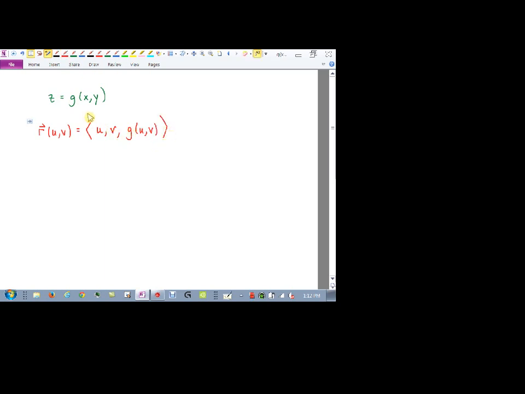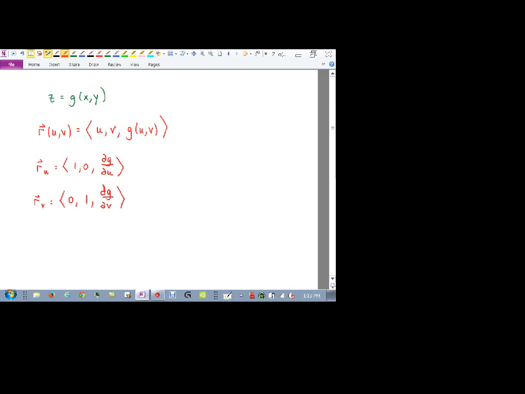Understand what I did here? I said, all right, the z component is a function of x and y. I'm going to switch x and y to u and v just so it matches the u and v that we've been using the whole time. If I take the partial of that with respect to u, I get 1, 0, and then isn't it the partial of g with respect to u? And then if I take the partial with respect to v, I should get 0, 1, partial of g with respect to v.